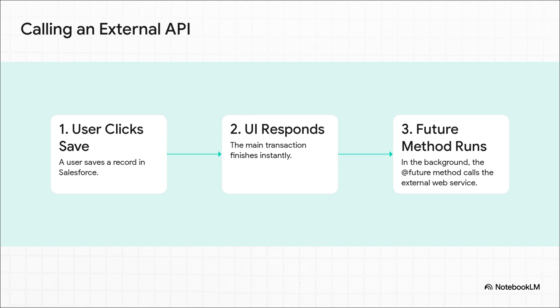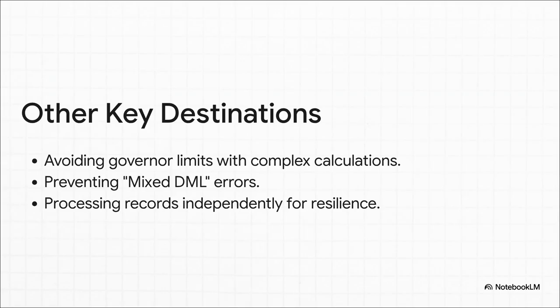So picture this. A user clicks Save. Instantly, the screen unlocks and they can keep working. But in the background, quietly, our @future method wakes up and makes that slow, long-running callout to another web service. The user experiences zero lag. It's perfect.